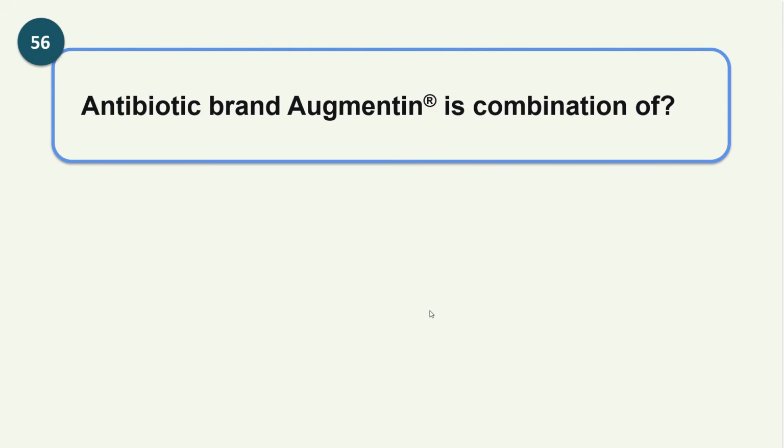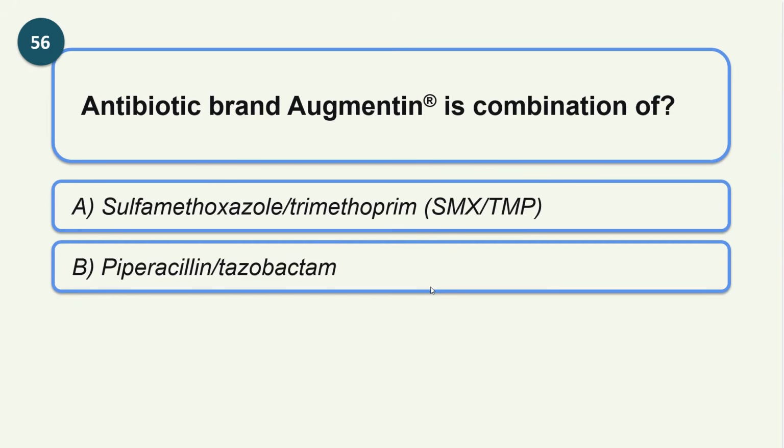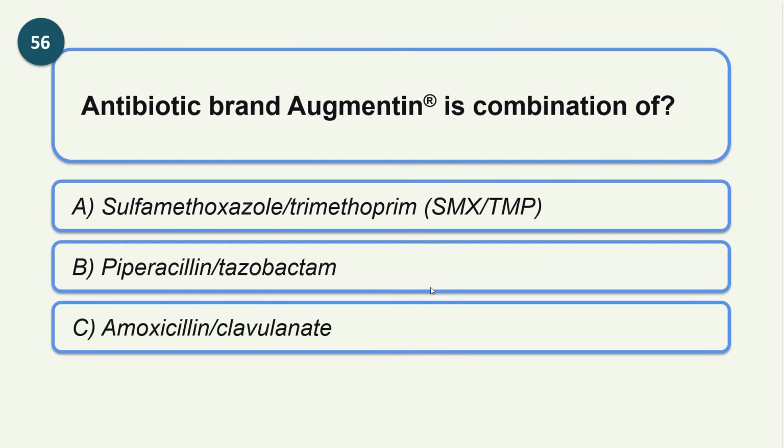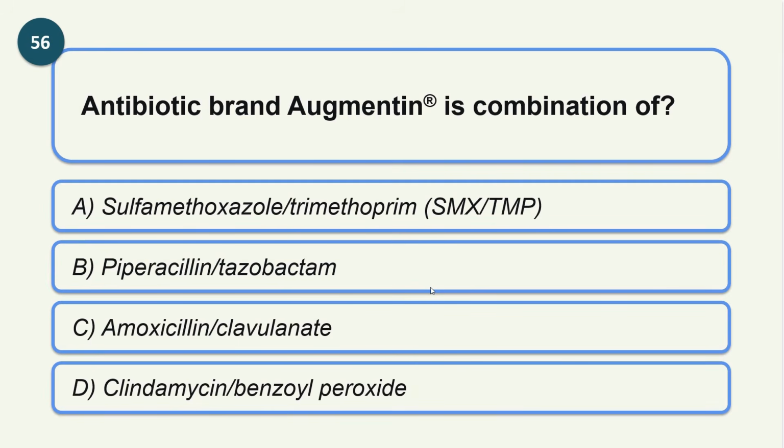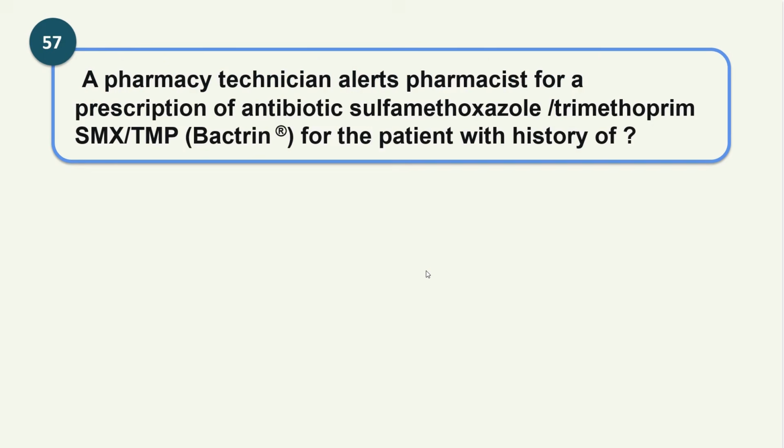Next, antibiotic brand Augmentin is a combination of A. Sulfamethoxazole trimethoprim, in short SMX-TMP, B. Piperacillin tazobactam, C. Amoxicillin clavulanate, and D. Clindamycin benzoyl peroxide. Correct answer is amoxicillin clavulanate. This combination is known by the brand name Augmentin.